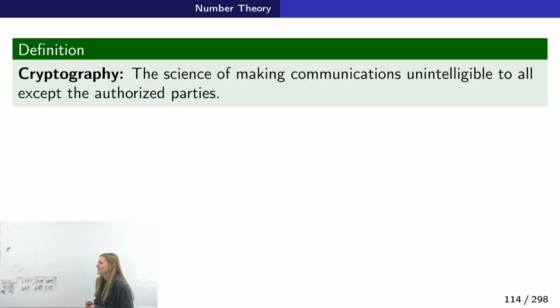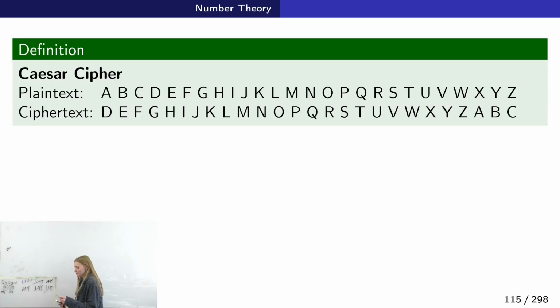That was funny. Okay. So cryptography is the science of making communications unintelligible to all except the authorized parties. Defined it. Let's move on. We're going to do a couple of different flavors of cryptography here. Very first thing, the very easy sort of problem is the Caesar cipher.